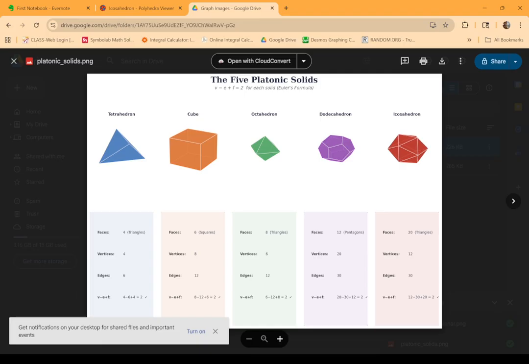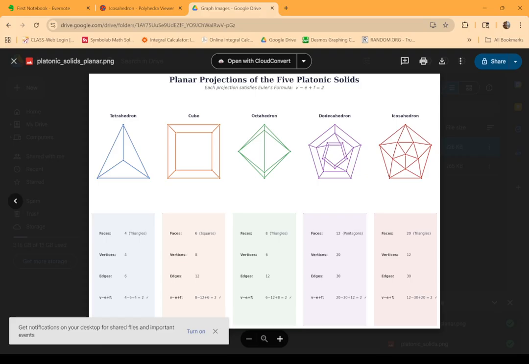Another thing about these 5 platonic solids is that they satisfy Euler's formula, V minus E plus F, where the edges are the edges of those polygons and the vertices are where they meet. All 5 of them satisfy Euler's formula, and you can look at the projections here. If you think of it not as a 3D object but just projecting it, with the vertices as the points and the edges as line segments, we can treat them as connected graphs.